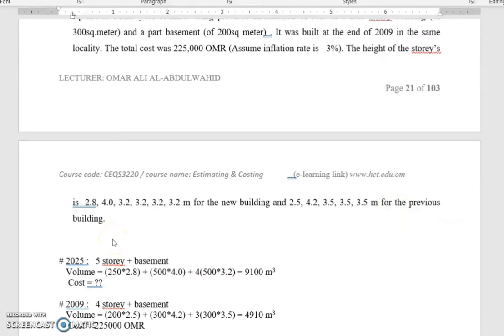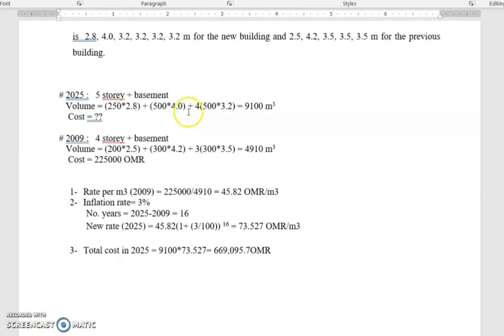So for this building that we have right now in 2025 that we want to study, our case is 5 stories plus basement. 250 into 2.8, plus 500 into 4, plus 4 into 500 into 3.2, because we have 4 stories respectively: 1, 2, 3, 4, each 3.2. So this is the total volume of the building.